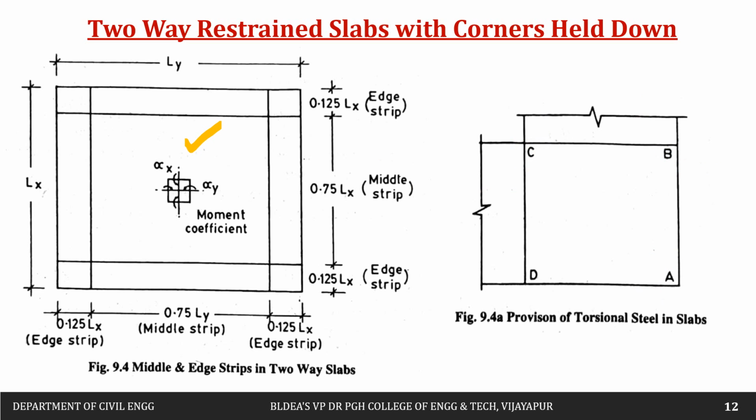So you can see now, this is the middle strip and this is the edge strip, that is Lx by 8, as well as Ly by 8, or Lx by 8 itself. So that is 1/8. This is the middle strip and this is the edge strip, and we are going to get the coefficients, alpha x and alpha y.